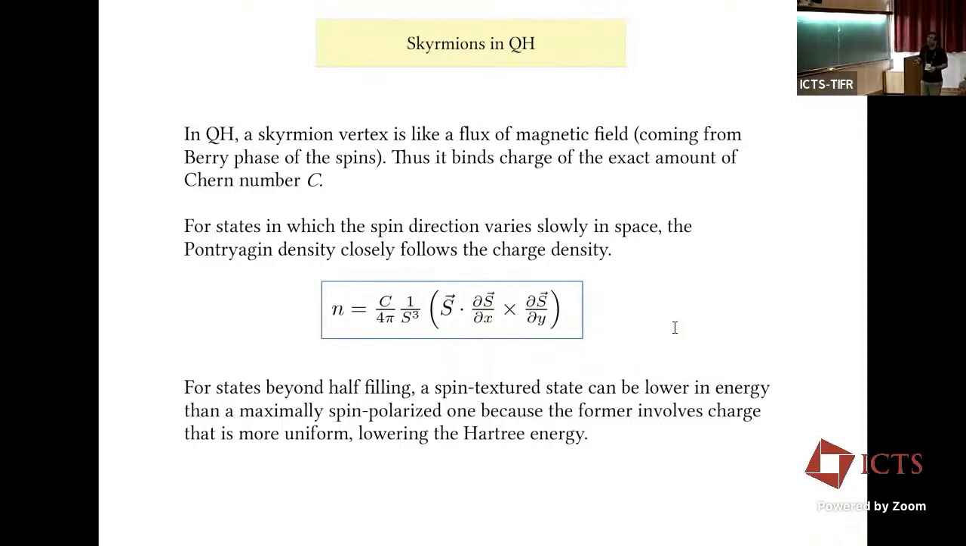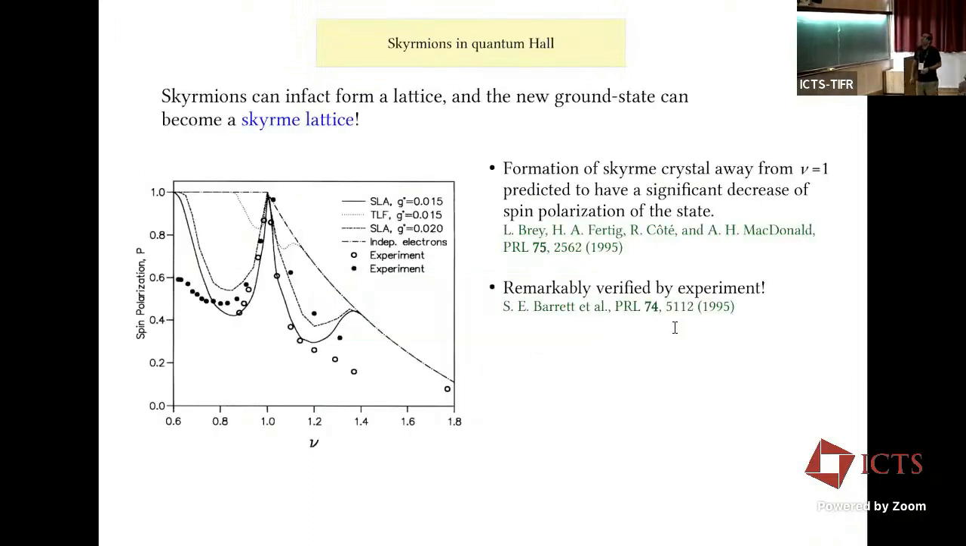And that's why for states beyond half filling, such a spin textured state can indeed be of lower energy than just putting in a charge with spin. All right, so one can make this a little more generic: if we indeed dope the system, then in the thermodynamic limit the system forms a Skyrme lattice. Okay, the Skyrmions will form.